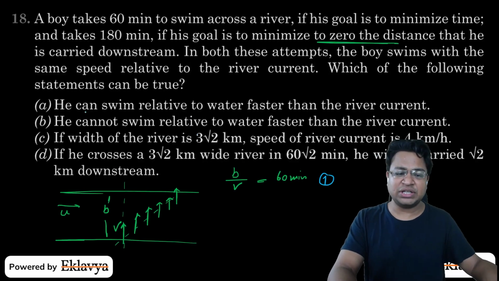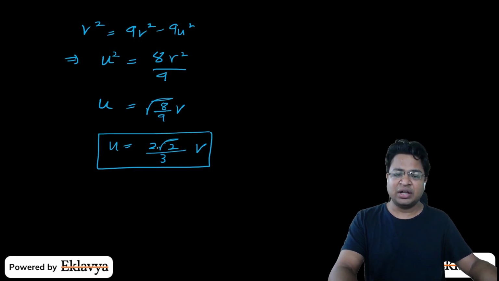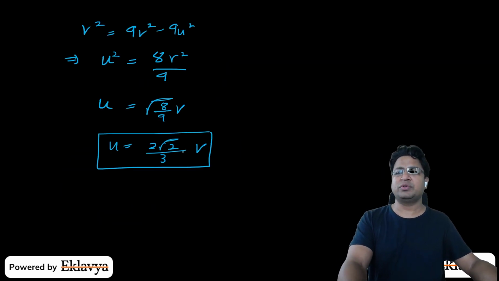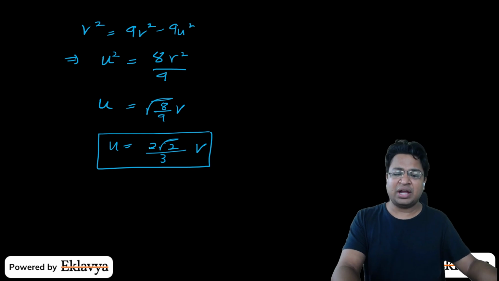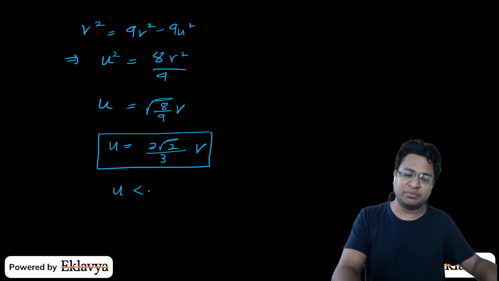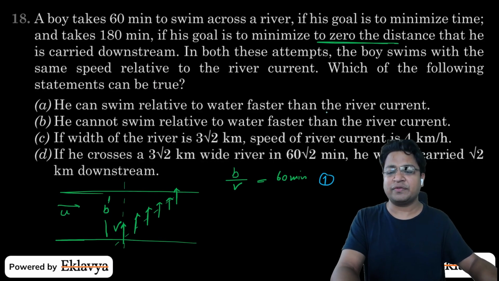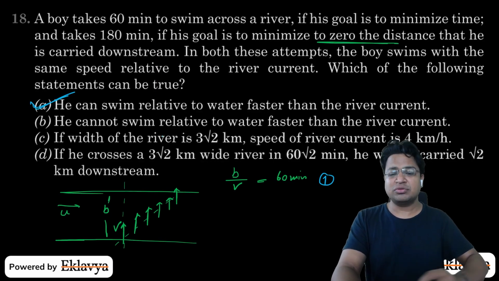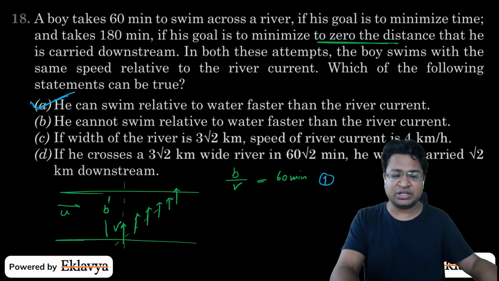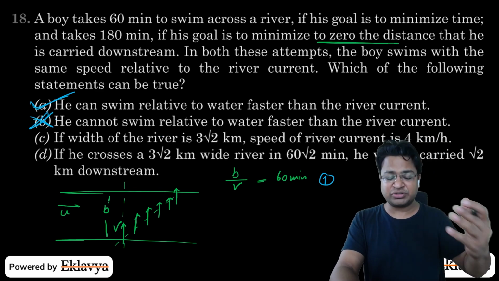So first option says that he can swim relative to water faster than the river current. We can see that 2 root 2 would be somewhere less than 3, and 2 root 2 by 3 will give us a number which is less than 1. So u would be less than v, which basically means that option A is correct. He can swim relative to water faster than the river current. Yes, this is true. Option B, he cannot swim relative to water faster than the river current, becomes false because it is directly contradicting option A.